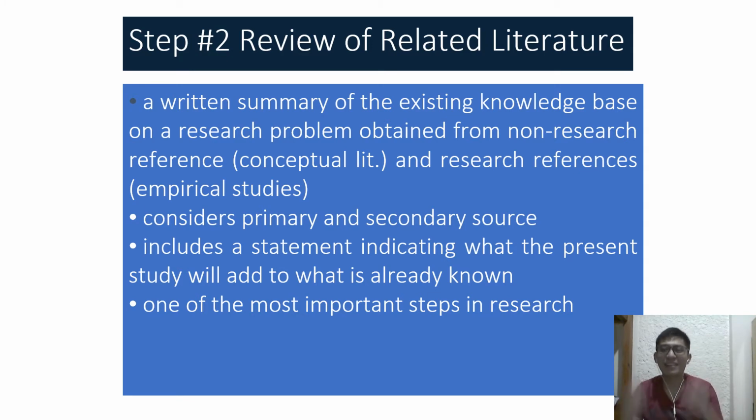Okay, now, are you ready for our step 2? Our step 1 is our research problem, our research title. Now, let's do the review of related literature. Why are we doing a review of related literature? Because the review of related literature is a written summary of the existing knowledge based on the research problem, obtained from non-research references and research references. It considers primary and secondary sources. Include a statement indicating what the present study will add to what's already known. One of the most important steps in research. Why is the review of related literature very important?